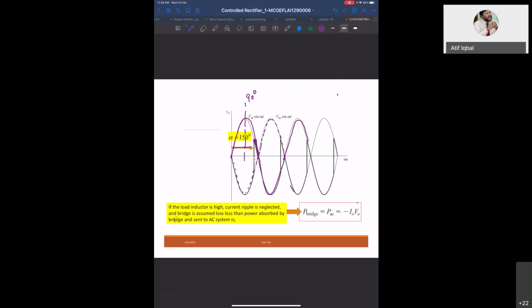And here we have triggered S1 and S2. Then at this point, I have triggered S3 and S4. So the output voltage will look like this. Let me draw with another color. This is the output voltage.